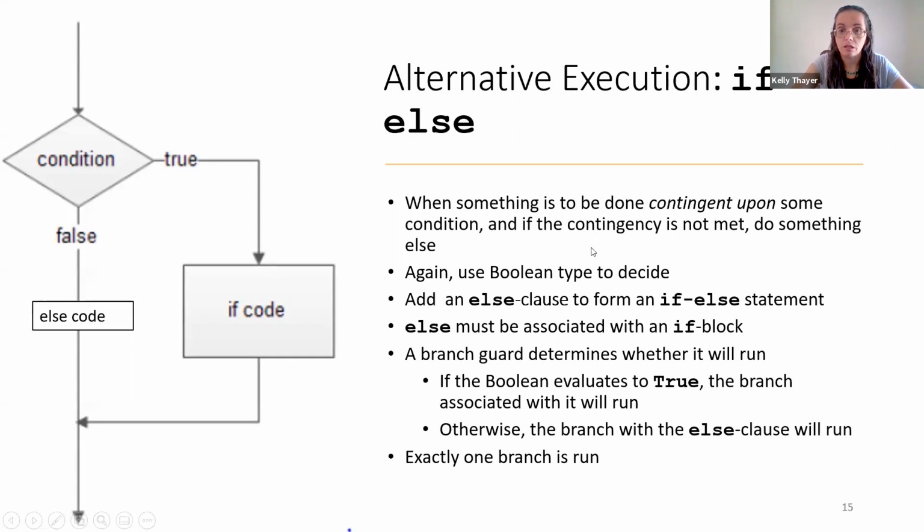So when something has to be done contingent upon some condition, and if the contingency is not met, do something else. Again, we're going to use the Boolean type to decide, and an else clause will be used to form the if-else statement. Else must be associated with an if block. You can't just have else by itself. A branch guard determines whether it will run. If the Boolean evaluates to true, the branch associated with the true statement will run. That's whatever is over here. And otherwise, the branch with the else clause will run. Note that exactly only one branch is run. You can't run both because it can't be both true and false.